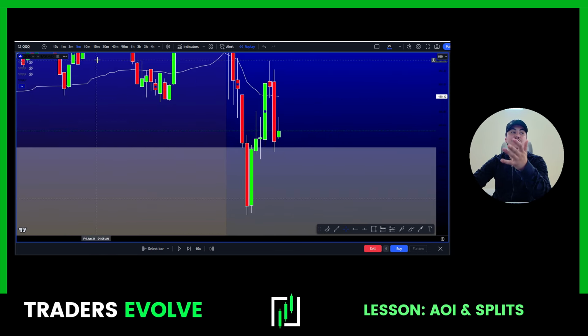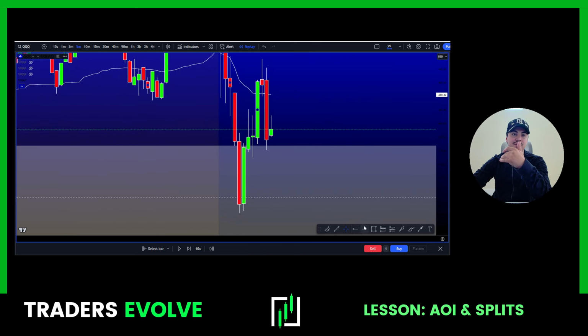And instead, find a split. And we find that split. We go to 5 minute. Where's our split? Right here. Right, this is our split. Look at it. There's an imbalance below, and right here it balances out. We have all the wicks showing us that buyers are trying to come in.